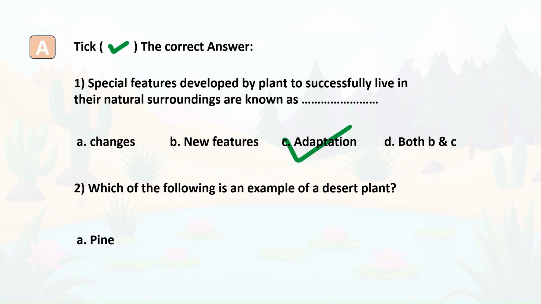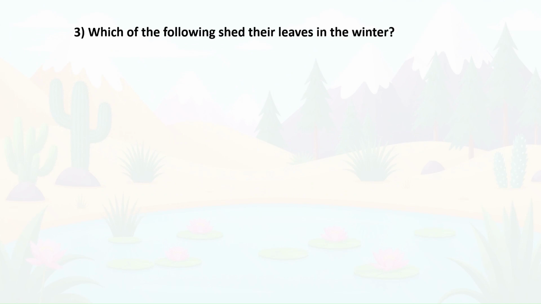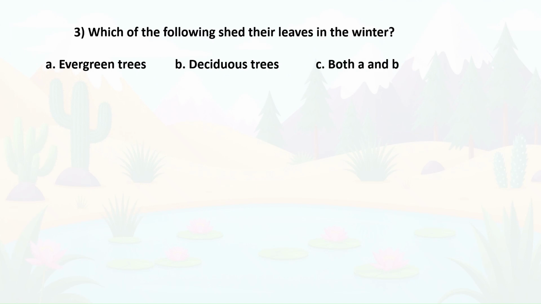2. Which of the following is an example of a desert plant? A. Pine. B. Fir. C. Cedar. D. Palm. The correct answer is D. Palm. 3. Which of the following shed their leaves in the winter? A. Evergreen trees. B. Deciduous trees. C. Both A and B. D. None of these. The correct answer is B.